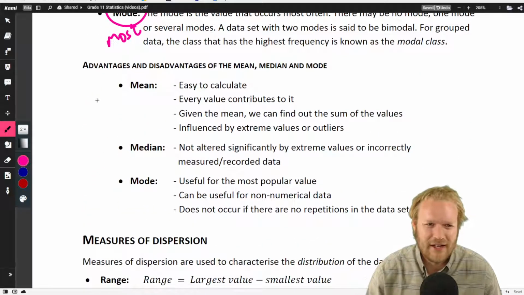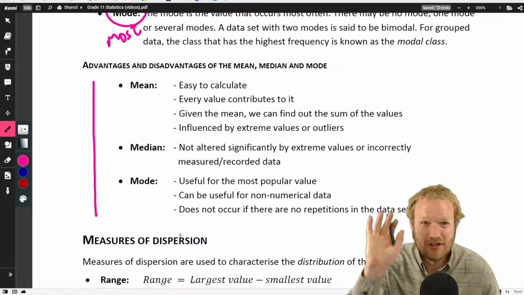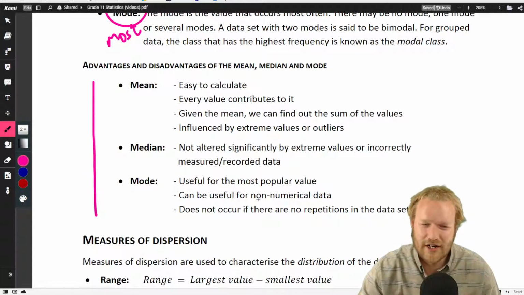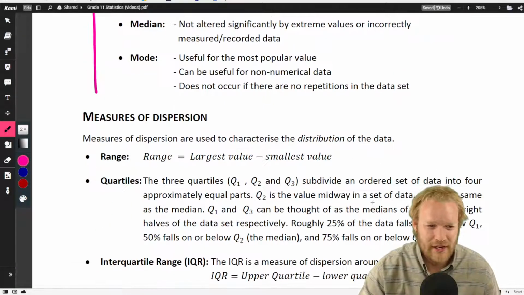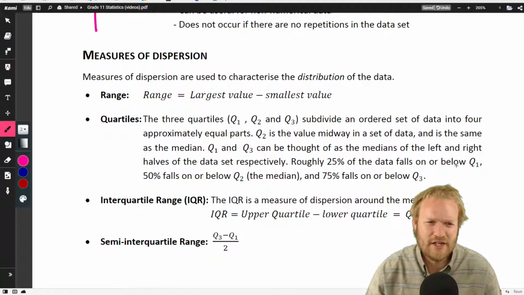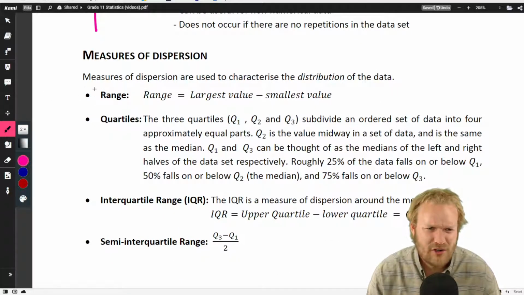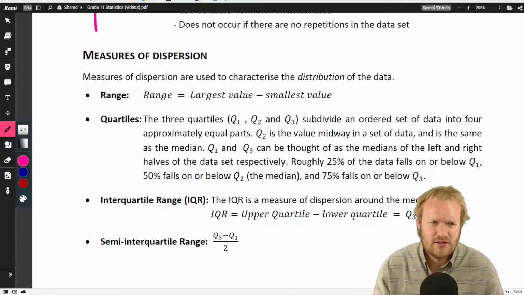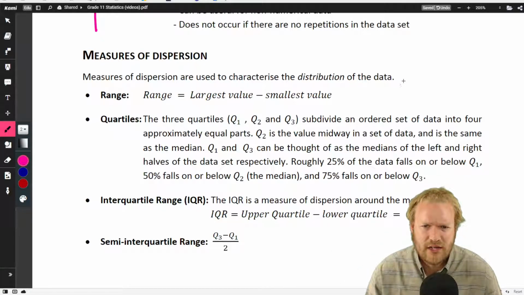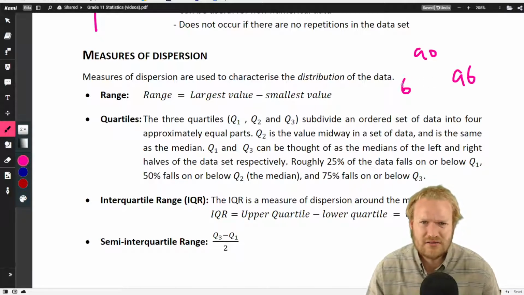Okay, then the advantages, disadvantages to each of those, you can read through those. Press pause if you want to read it now, head over to your booklet. And then these measures of dispersion we'll do as we come across. The range, we know the range. It's the smallest up to the biggest. So if we had a range of test marks that went from 6 up to 96, then our range would be 90, right? That's the range.